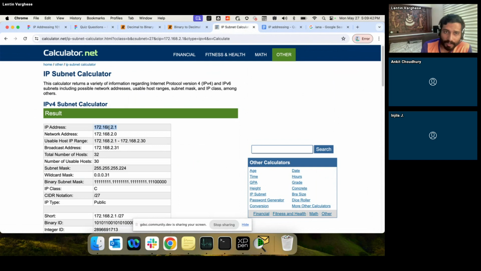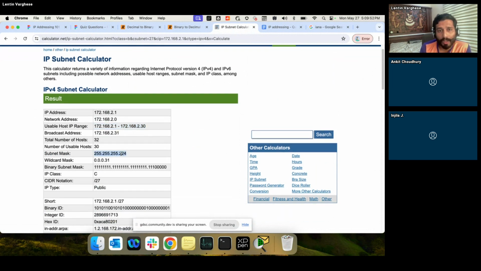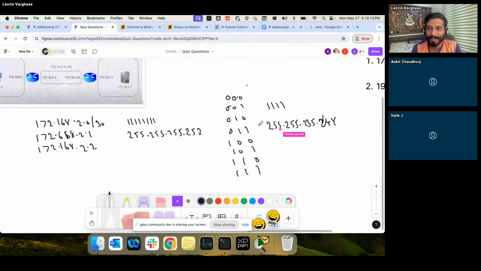Our starting IP address would be 2.1. The ending IP address would be 2.30. Now the subnet mask would look like 224. So what is the mistake I made? Oh, I made the 5 bits ones. It's the other way. I should have made the 5 bits zeros. Okay, my bad. 224 is essentially slash 27. You guys got the mistake, what I made?